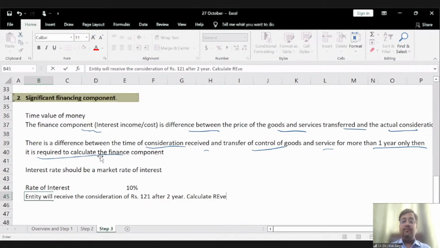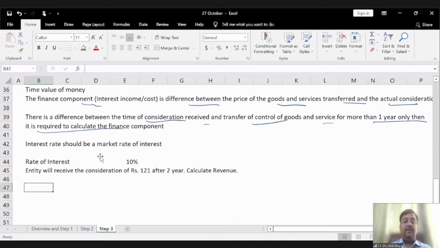Calculate revenue. Friends, the entity will receive the consideration after 2 years and the entity has sold goods right away. What will be the revenue? In this case you have to calculate the present value factor. So your amount is 121.